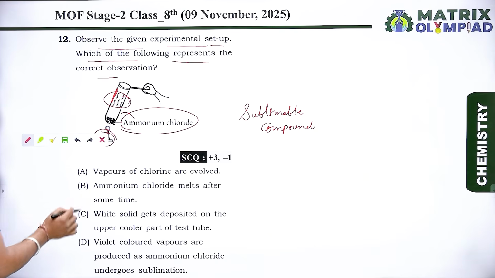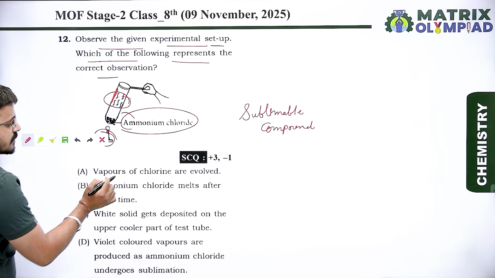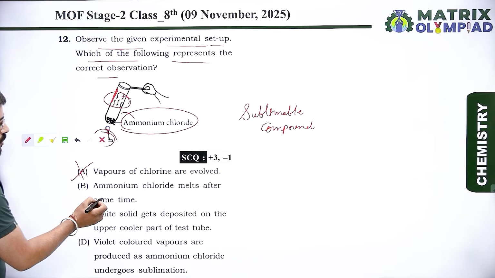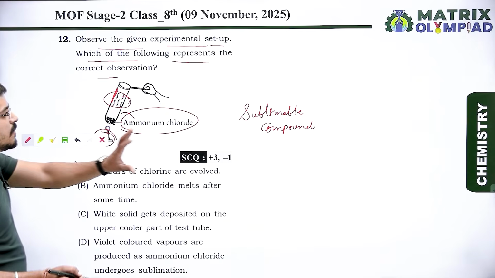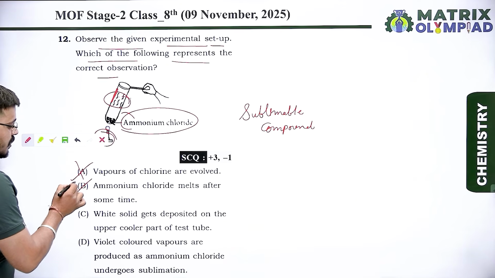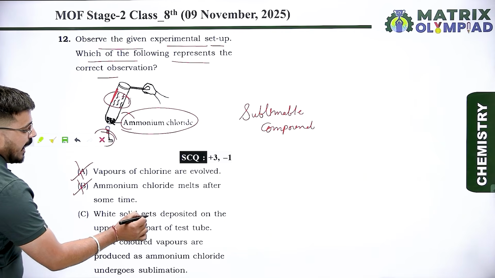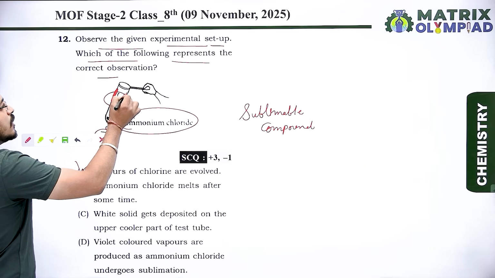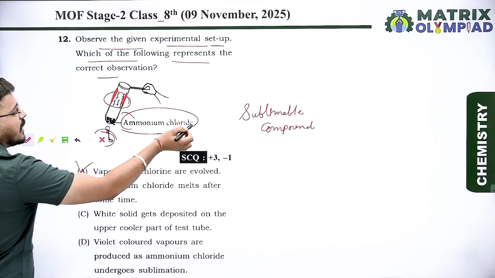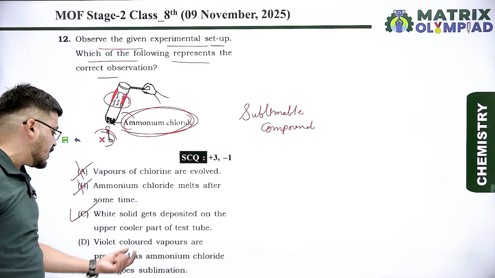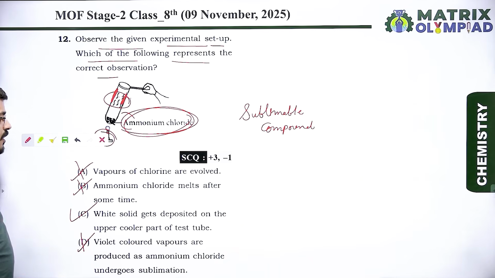Option number A, vapors of chlorine are evolved. No, vapors of chlorine are not evolved. Ammonium chloride melts after some time. No, ammonium chloride is directly converted into the gas, so ammonium chloride doesn't melt. Option number B is also wrong. White solid deposited on the upper cooler part of the test tube. Yes, I told you, upper cooler part, white colored ammonium chloride is again deposited. Option number C is correct. Option number D, violet colored vapors are produced. No, violet colored vapors are not produced. Here we can see option number C is correct.